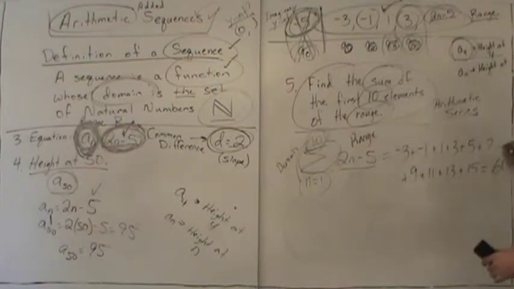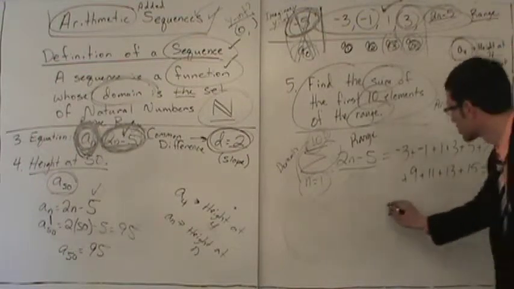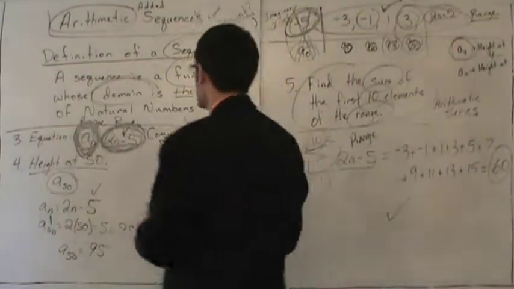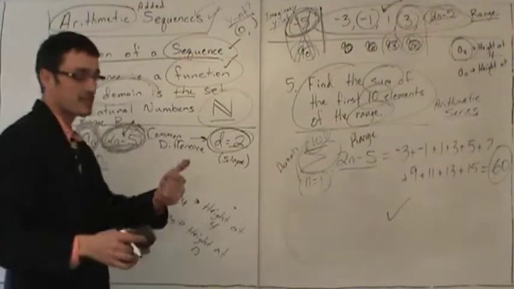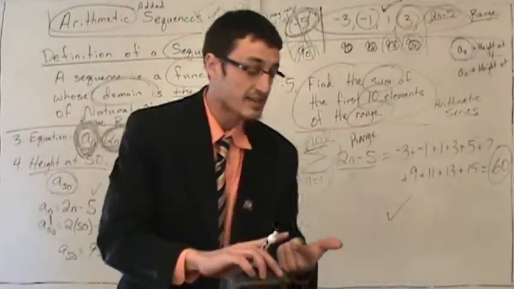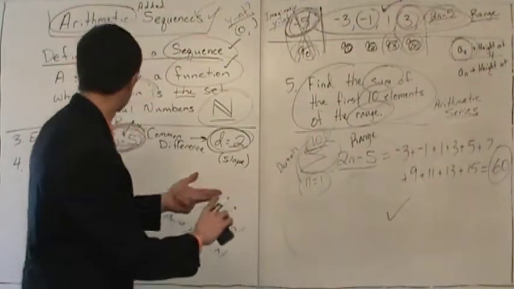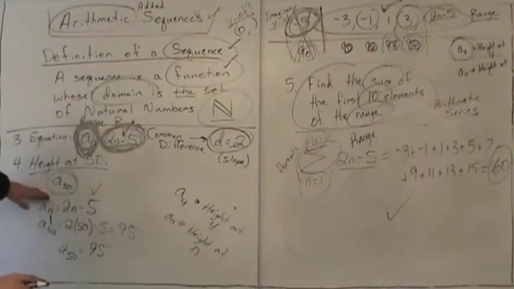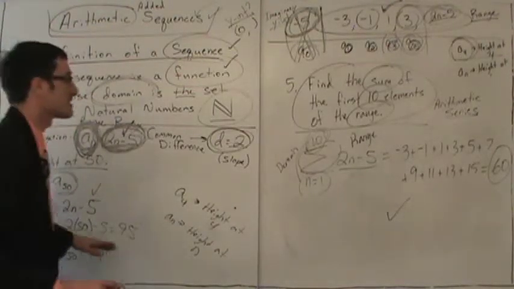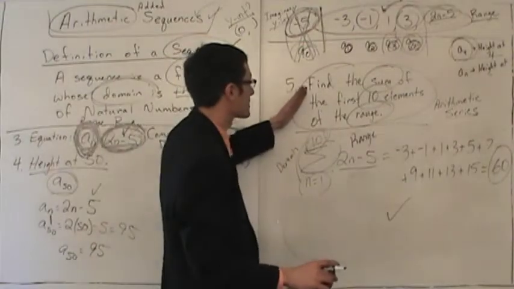Now, there's a trick to this I'm going to show you. So that concludes this lesson. For tonight, you have 5 steps. Okay, step 1 is to find the common difference. Step 2 is to graph it. Step 3 is to find the equation. Step 4 is to calculate height at 50. And step 5 is to find the sum of the first 10 elements of the range.